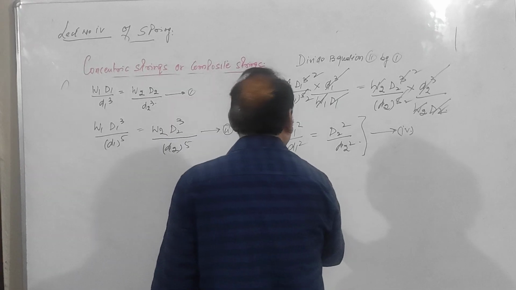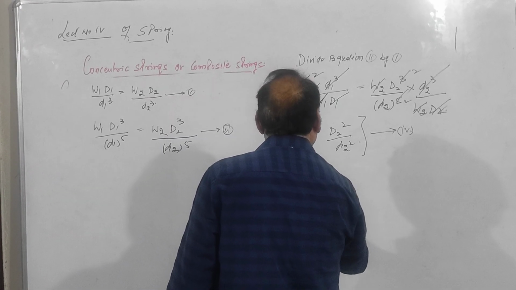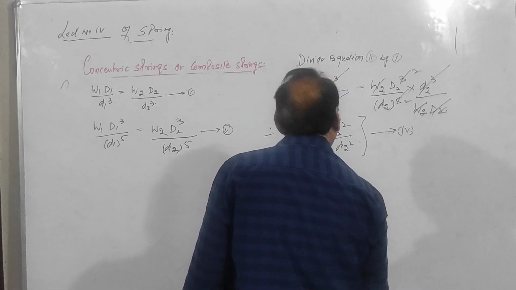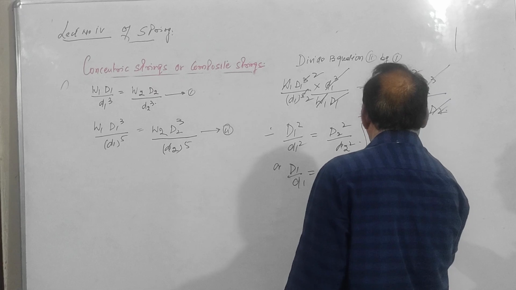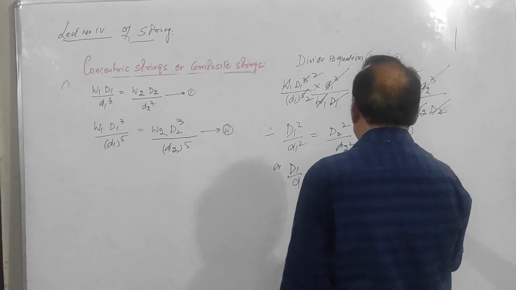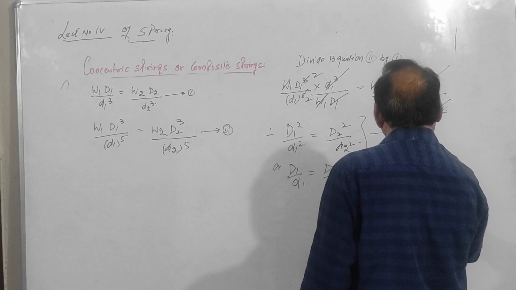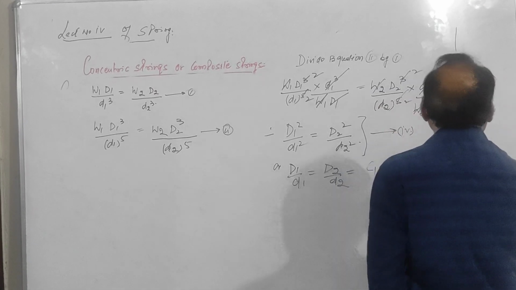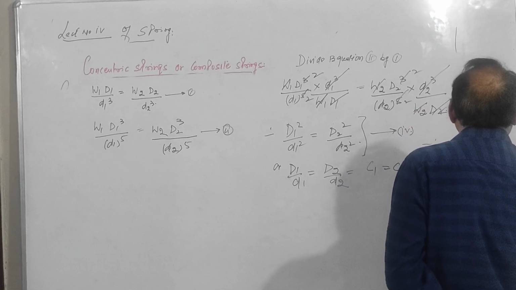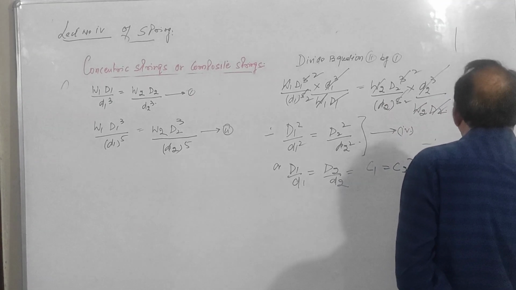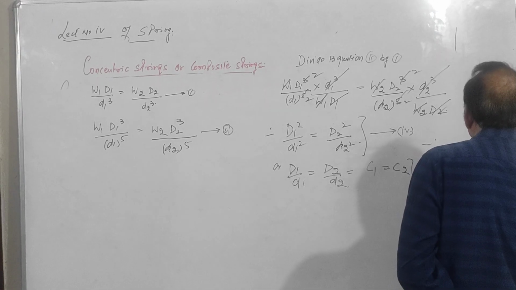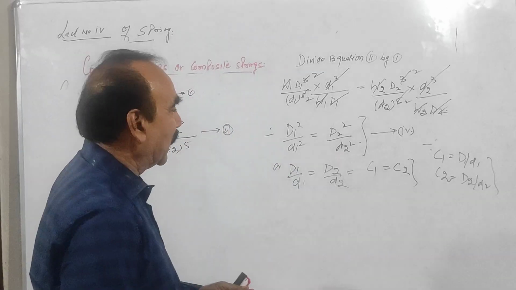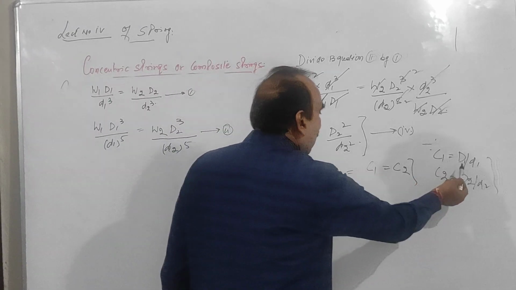इसको आप ऐसे भी लिख सकते हैं, D1 upon D1, this is equal to D2 upon D2, and this is equal to C1. This is equal to C2, because your C1, what is your C1? C1 is equal to D1 upon D1, and C2 this is equal to D2 upon D2, right? समझाया ये स्प्रिंग इंडेक्स वर्क. C1 is equal to D1 upon D1, C2 is equal to D2 upon D2.